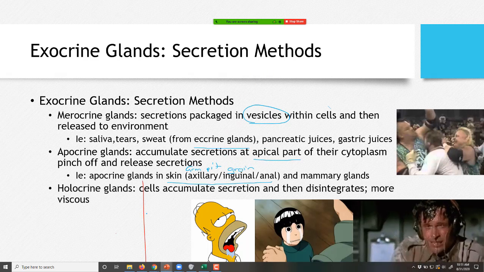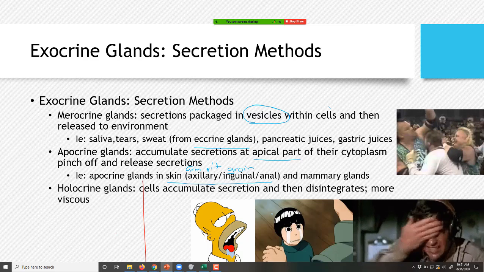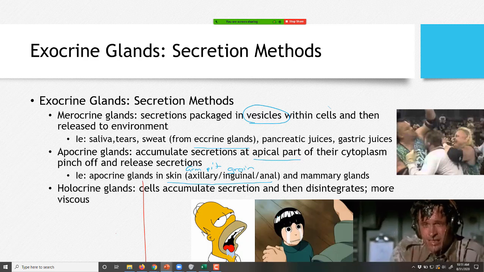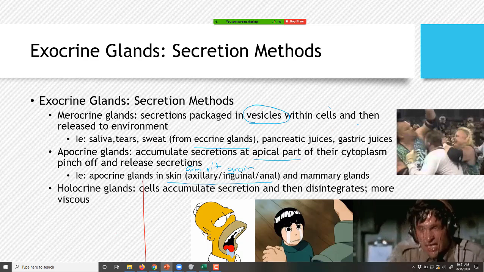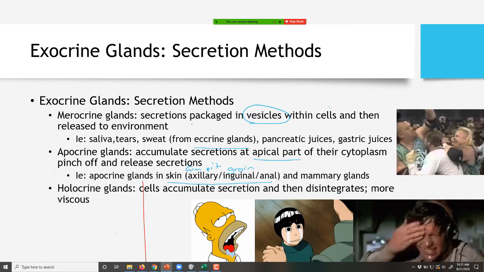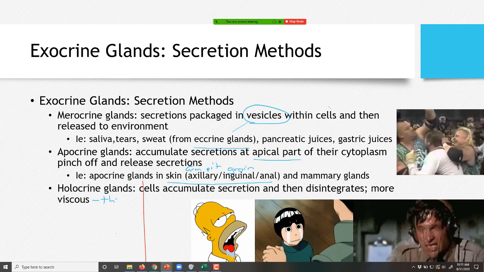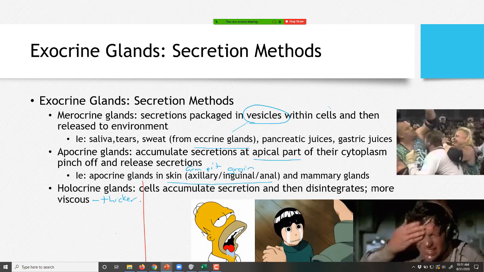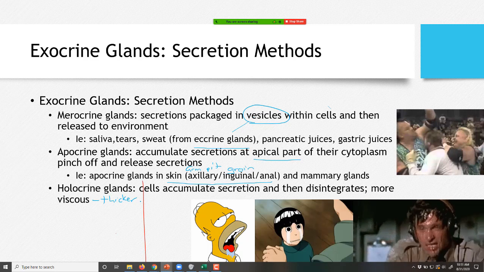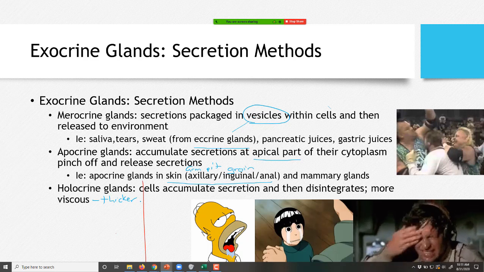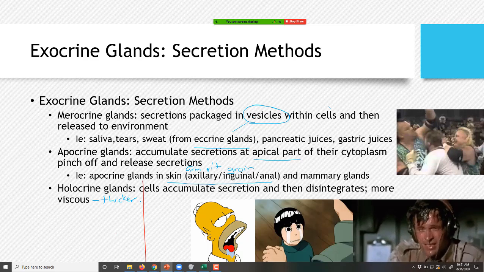Then there's the holocrine glands. And the holocrine glands, they're thicker. They're more viscous. When we talk about viscous, it means thicker. That's what it means here. So this is going to be thicker, kind of like honey, you know, or molasses. They're really thick. The reason why it's thicker is because the cell will disintegrate.